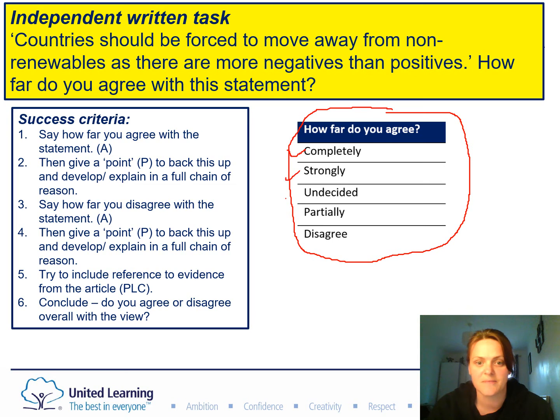So you need to use one of these words. You need to give a point and you need to develop it. So you need to explain it in a full chain of reason. So you can go back over the lesson just now and you can use facts and figures and place names to help with that. Then you need to, in your next paragraph, write how far you agree or disagree with it. You can do it either way. Then you need to give a point, same again, back up your answer with some facts, figures and a chain of reason. There you go, lots of PLC, that's what facts, figures, places are. And then on your last paragraph, you need to write a conclusion. So overall, do you agree or disagree with this point above? So before we get started, let's have a look at an example.